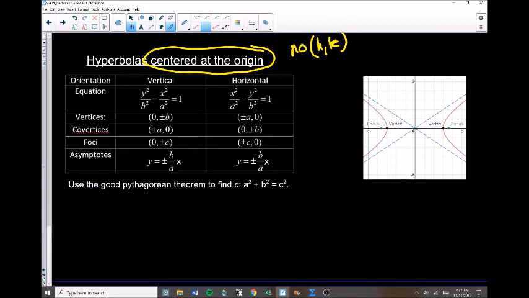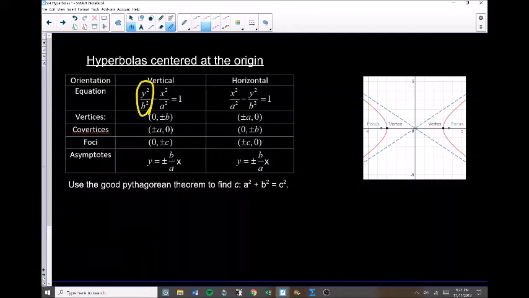Now, hyperbolas and ellipses have this simple difference in their equations. With ellipses, these would be pluses and not minuses. But because we're doing hyperbolas, they have a minus there in the equation. What we're looking for is which variable comes first. If the y variable comes first, it's going to have a vertical orientation. If the x variable comes first, it's going to have a horizontal orientation.